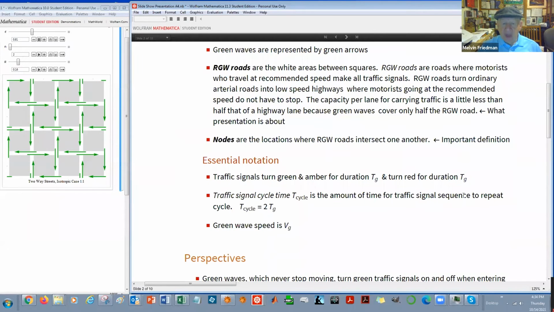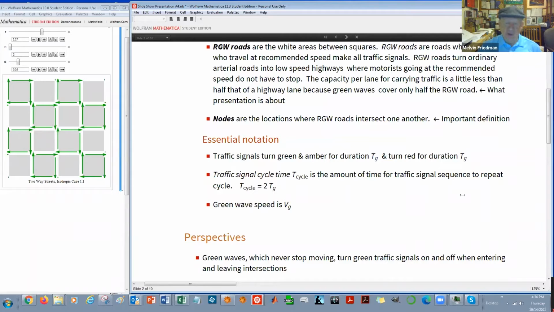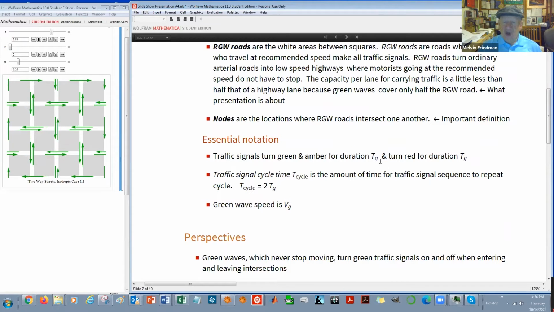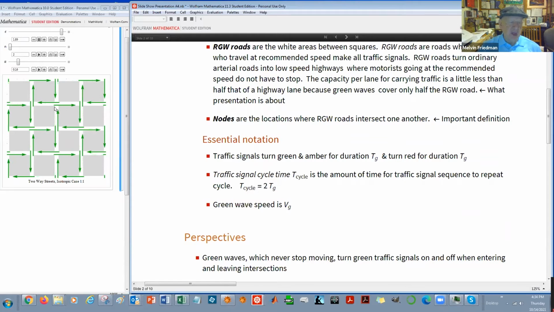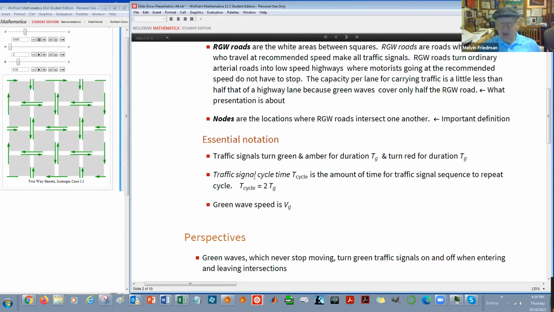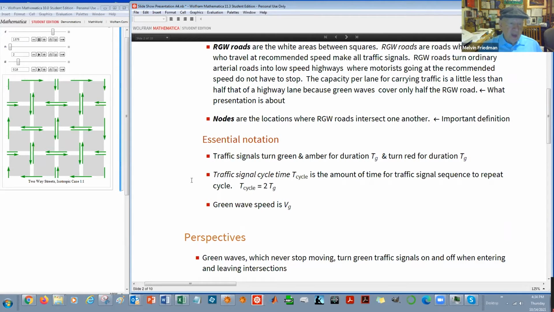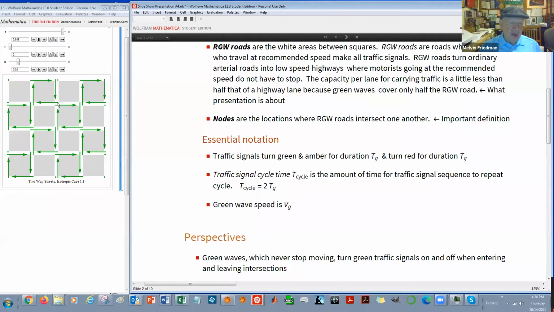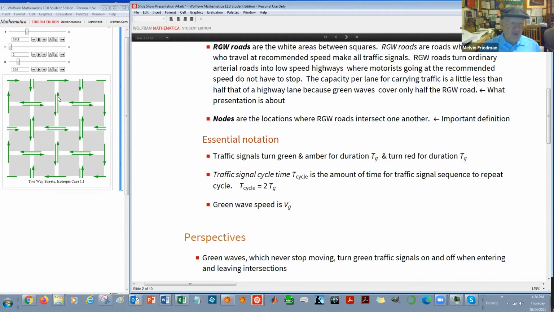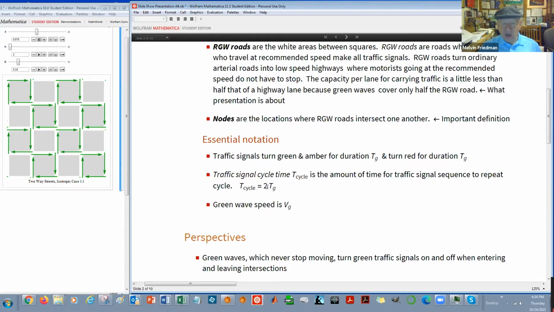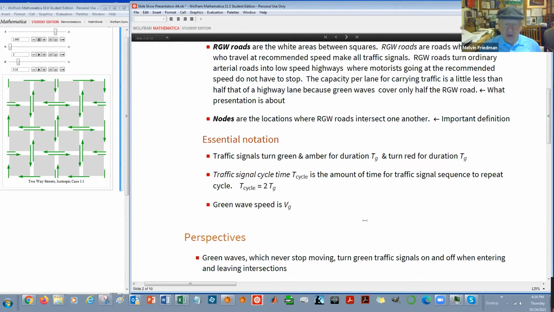There's some elementary notation that you need to be familiar with. TG is the time a traffic light is green in any given direction. The traffic signal cycle time is the amount of time for a traffic signal sequence to repeat. The cycle consists of a light being green for time TG in this direction, and then green for time TG in this direction, so the total cycle time is 2TG. And we use the notation VG for the speed of the green waves.